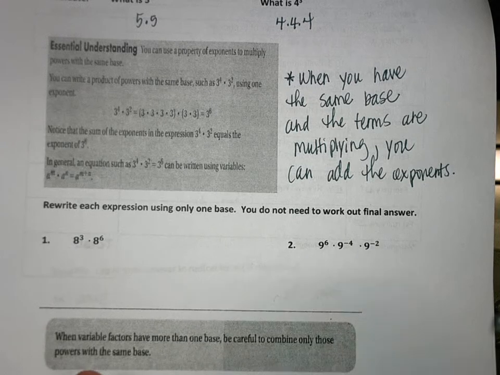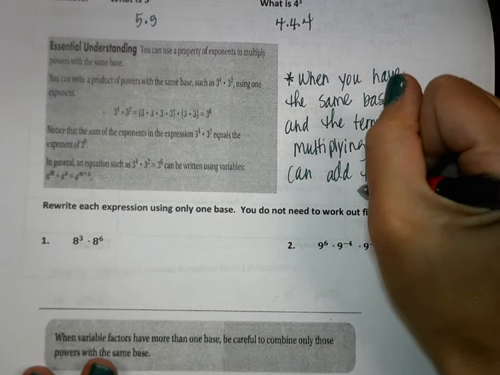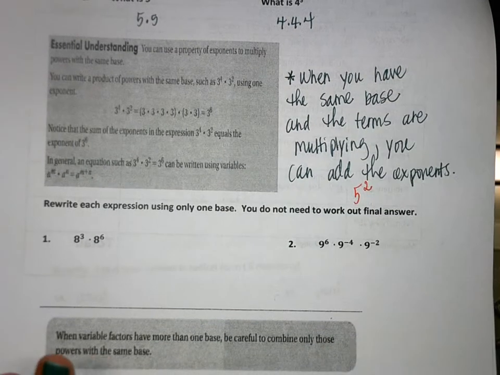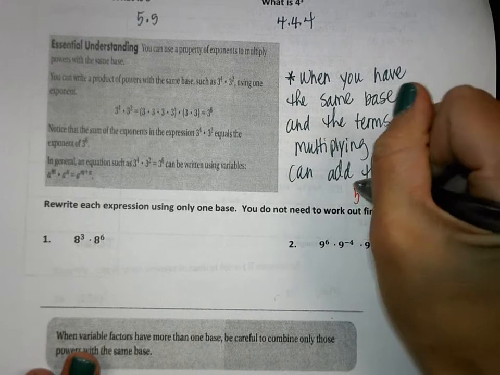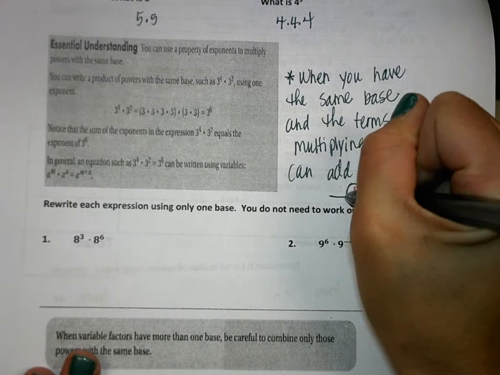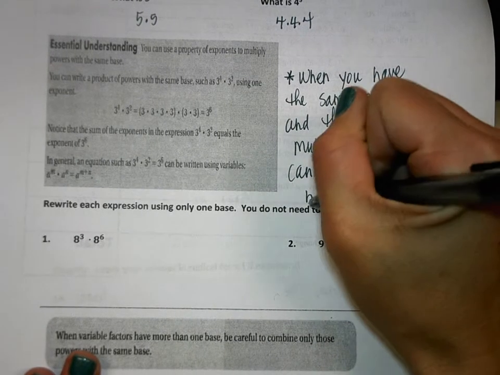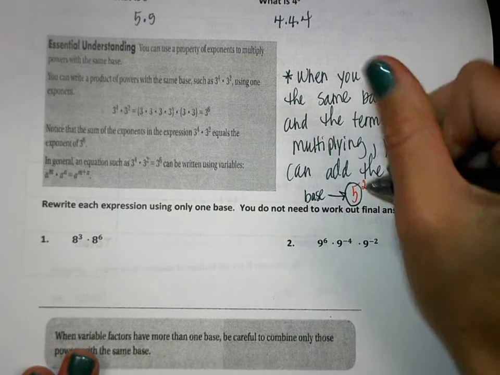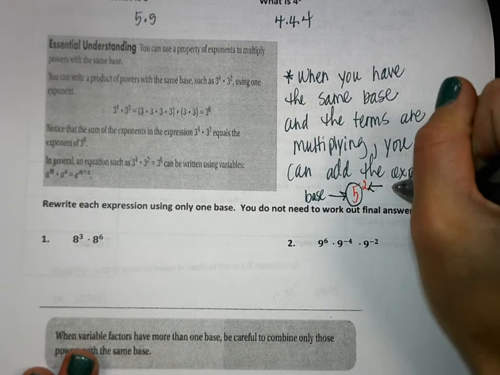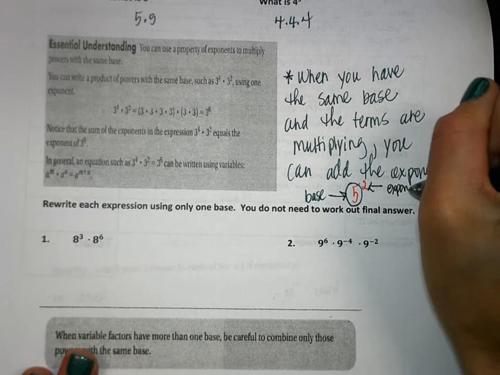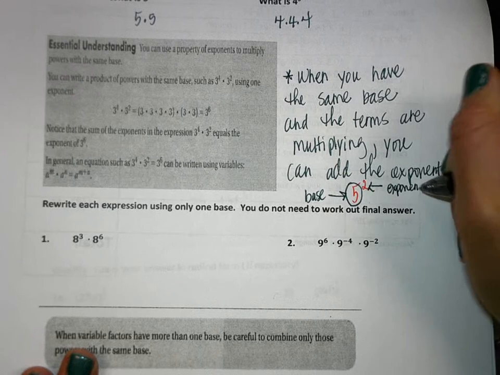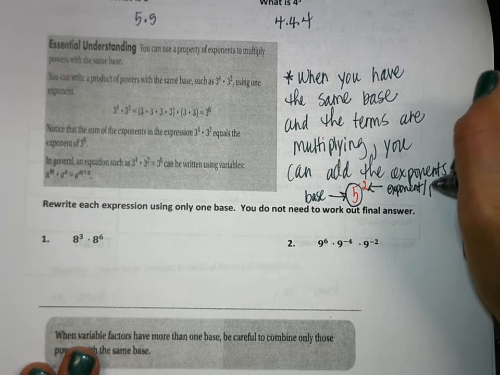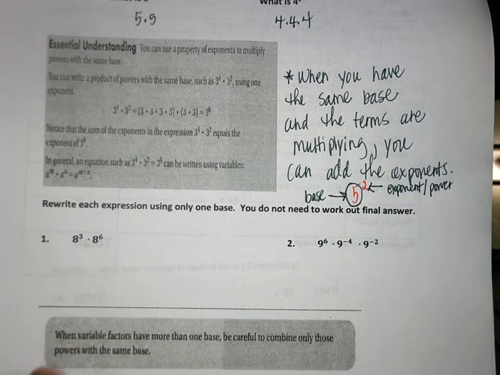So if you have a number, like how we are dealing with 5 to the second power, this number 5, that is the base. And the number 2, that is your exponent. Sometimes it's also referred to as a power.